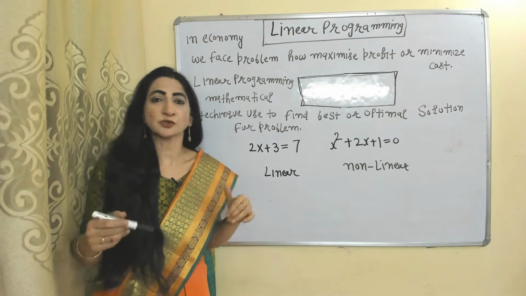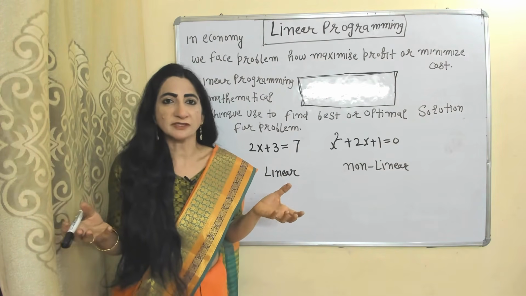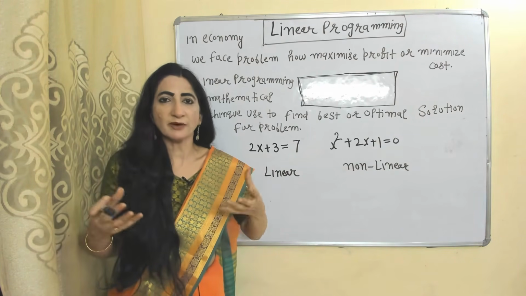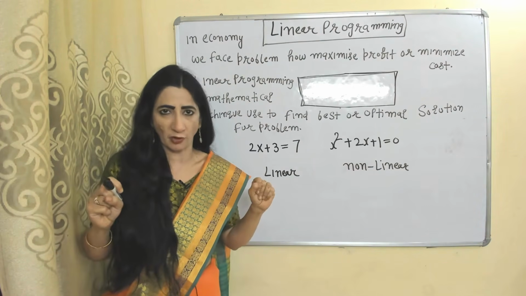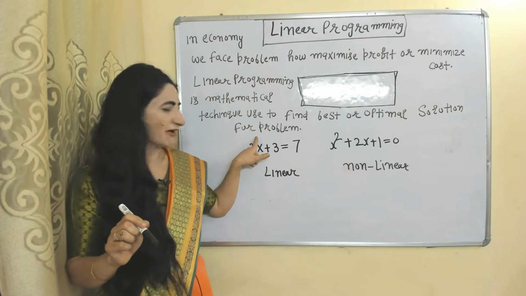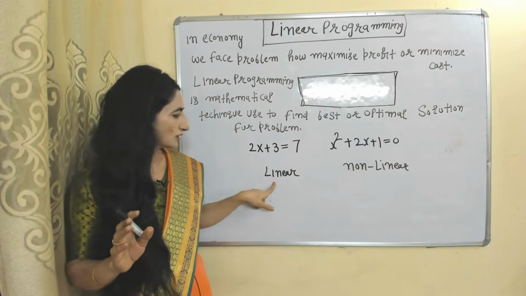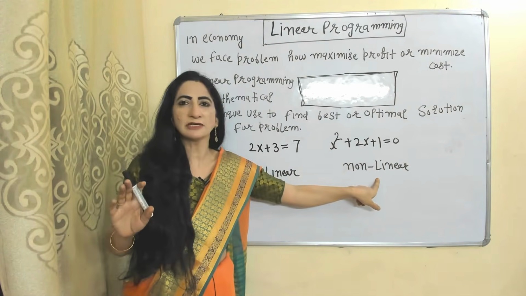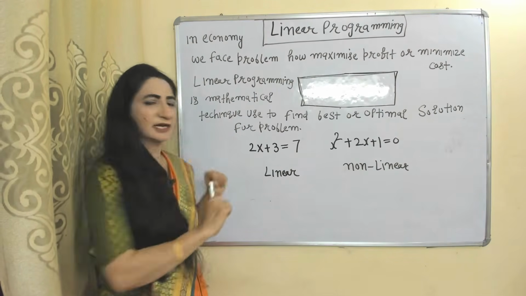Linear programming. As we know, in economics we face many problems. For example, how to maximize our profit, how to minimize our cost. Linear programming provides the best, or you can say the optimum, solution for all these problems by using linear equations. A linear equation means one where the variable has power 1. In this equation you can see the x variable has power 1, so it is called a linear equation. But here the x variable has power 2, so it is called a non-linear equation. In linear programming we always use linear equations.